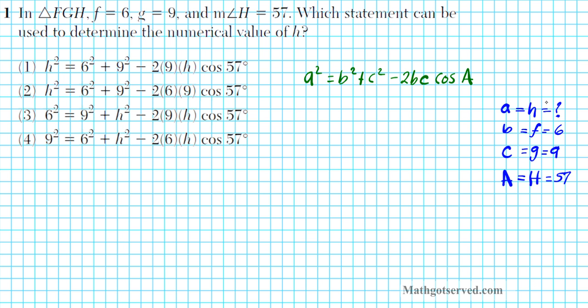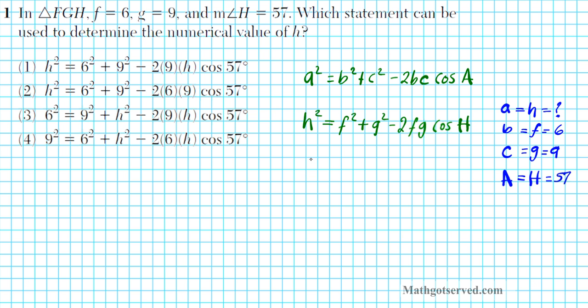Now before we substitute the values, let's rewrite the formula using the letters in this triangle FGH. So a squared will be equivalent to h squared. A is h. B squared is going to be f squared. B is f. And then c squared is g squared minus 2bc, 2fg cosine A. A is big H. Okay? Now that we have our formula written using the applicable letters, FGH, now we can substitute the values to set up the statements that can be used to determine the value of h.